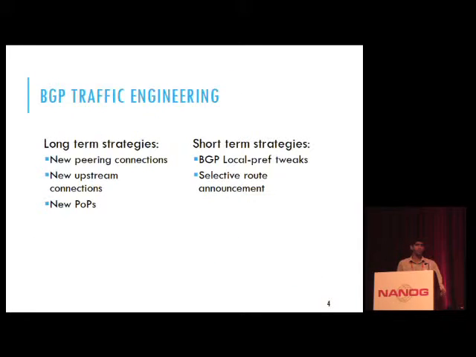And there are typical methods for this. In the long term, you might try to find new peers or better upstream connections, or try to set up a new POP. In the short term, you have the standard local pref or selective route announcement techniques and various others.